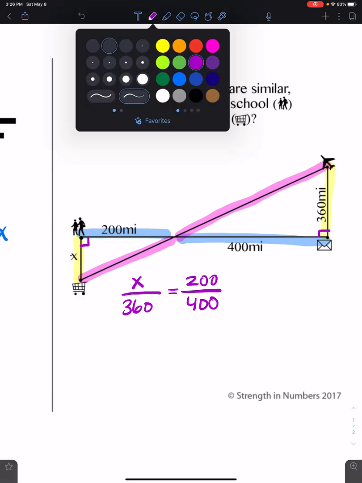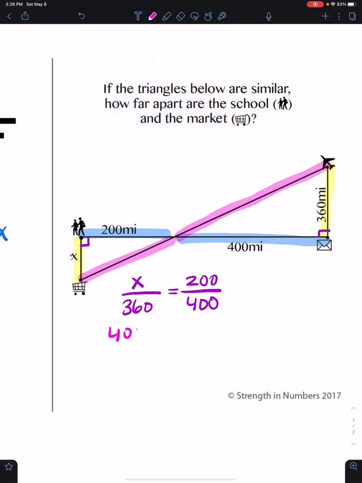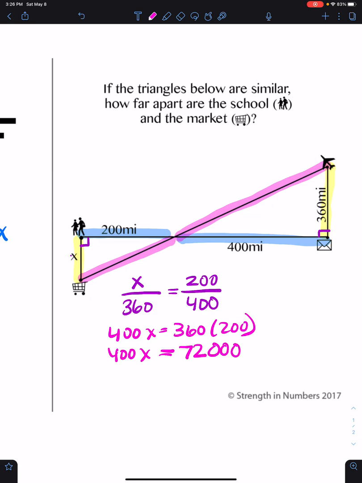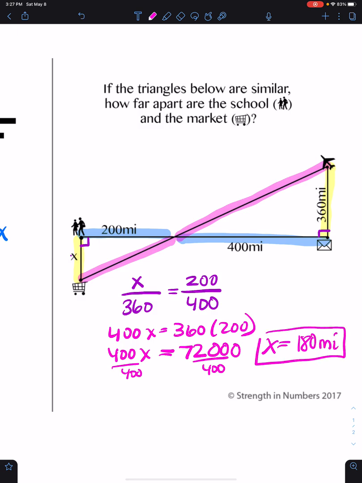I'm going to use my cross products and do 400 times x equals 360 times 200. So 400x equals 72,000. And then I'm going to divide both sides by 400. And I get that x is equal to 180 miles. That is the distance between the market and the school.